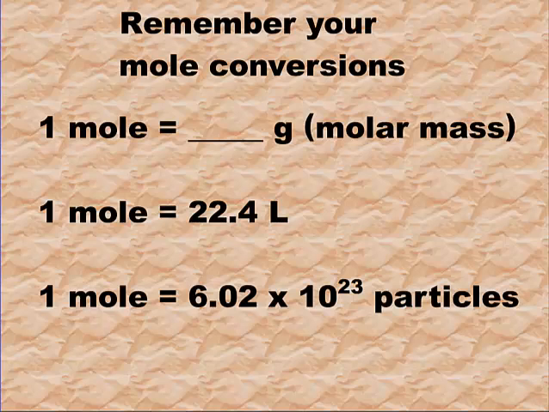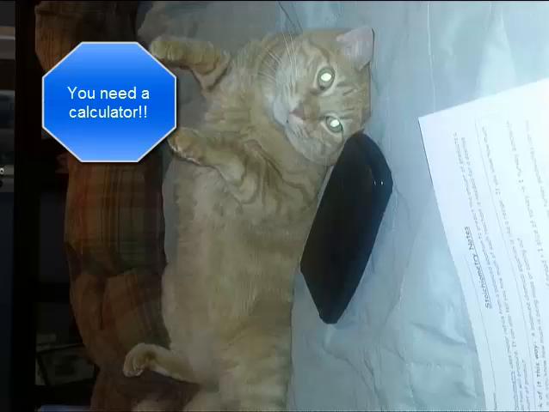If you don't remember your mole conversions, you may want to write those down at this point. Remember that 1 mole is equal to so many grams. That's our molar mass, and we get that from the periodic table. That's going to be different for each substance that we have. 1 mole can equal 22.4 liters, and 1 mole is equal to 6.02 times 10 to the 23rd particles.